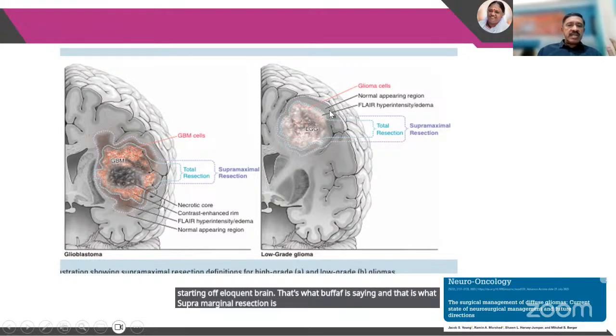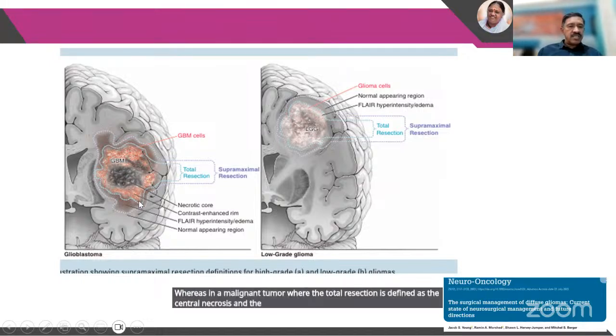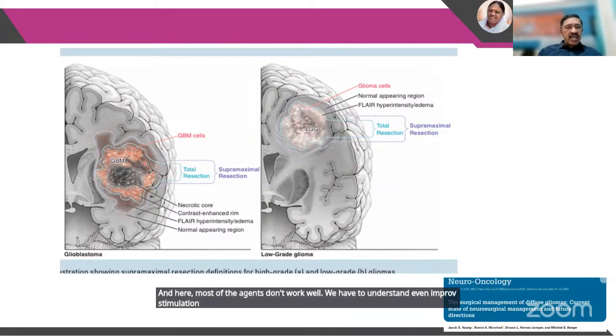So if you are concentrating on that, then the adjuncts you use are different. Whereas in a malignant tumor, where the total resection is defined as the central necrosis and the contrast enhancing rim, which is what is white on a scan, the T2 flare area is still not well defined in terms of how much to resect, except that we know the more we resect, the better it is for the patient. And here, most of the adjuncts don't work well. We have to understand that even intraop stimulation, whether it is DTI, whether it's navigation, they are all going to be limited in this margin. But in the contrast enhancing margin, probably fluorescence works very well.